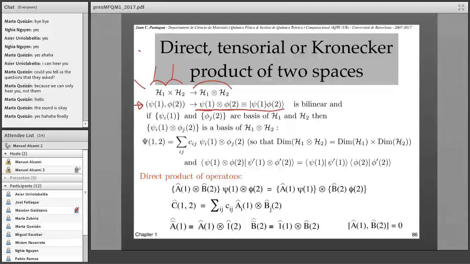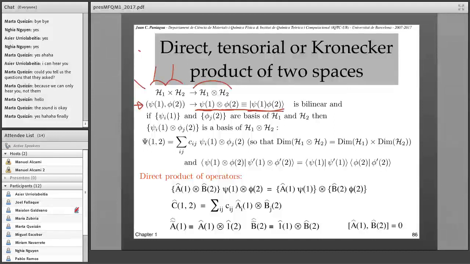Mathematicians normally use the first notation, physicists and chemists normally use the second notation without the symbol. To start with, I will use the symbol because things become maybe more clear, and then I will drop it after some slides. And well, this product is bilinear.